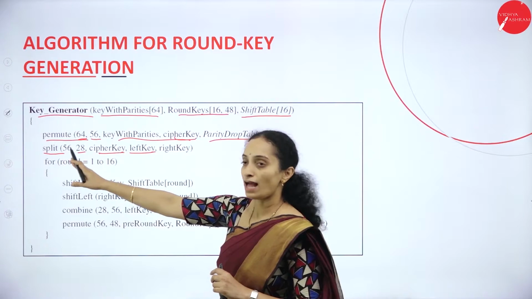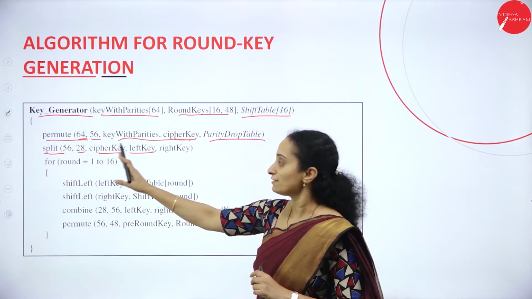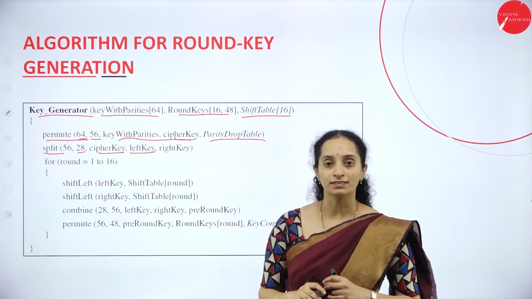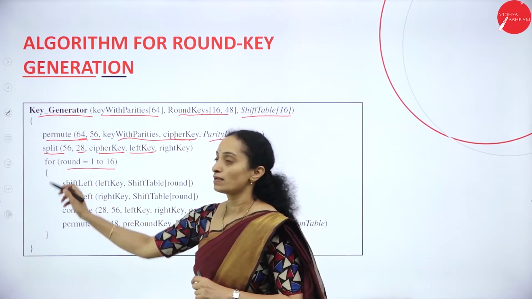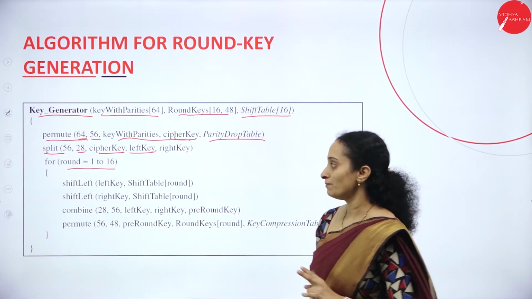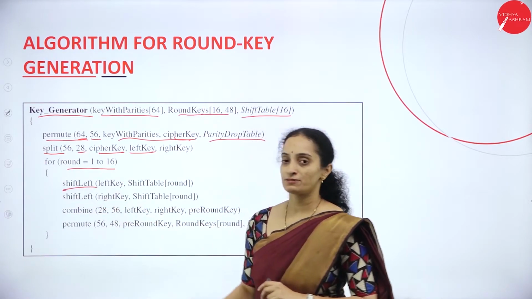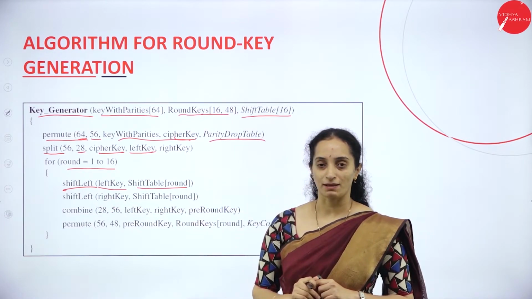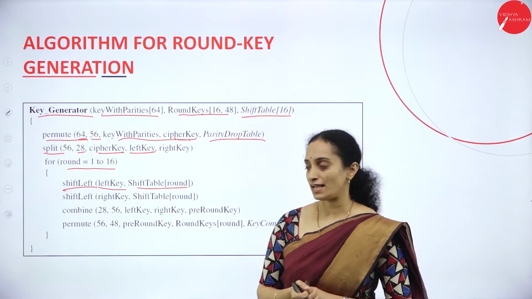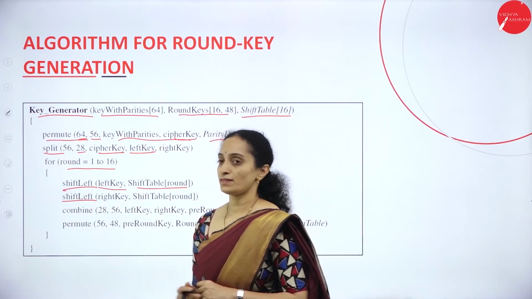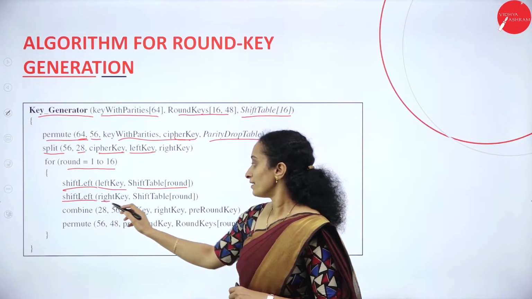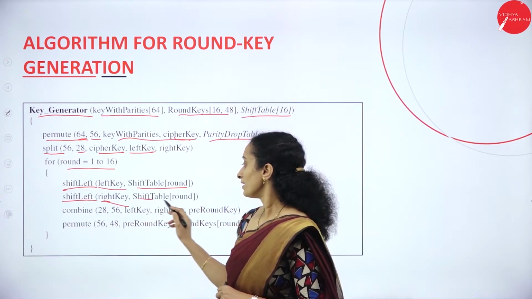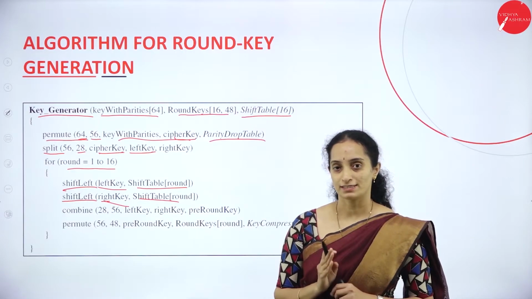Now the cipher key will have 56 bits. This 56-bit key is fed to the variables left key with 28 bits and right key with another 28 bits. Rounds will loop from 1 to 16. Now the shift left for the left key uses the shift table. As we know, we have shown the shift table. Next comes the shift left for the right key. Now for the right part of 28 bits, again we use the shift table.